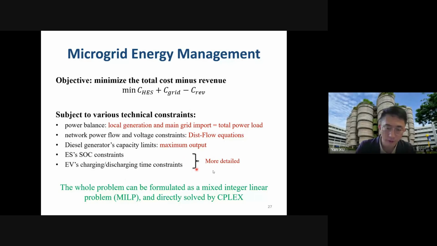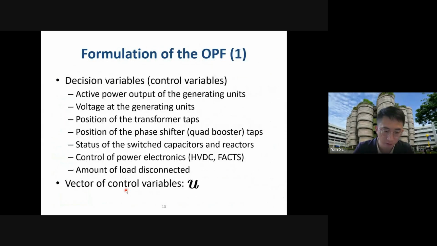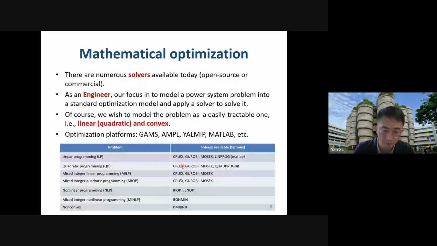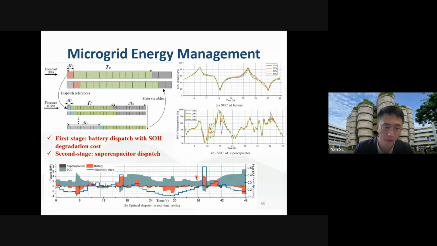And if we have electric vehicles, we can also consider their charging and discharging time. Okay, so the equations can be more detailed. You can refer to this paper to see more details. And then the whole problem in the end is formulated as a mixed integer linear programming, MILP, model. And this model can be directly solved by a lot of available solvers. So here you can see for mixed integer linear programming, we have at least 3 commercial solvers to do. So in our research, we use Gurobi to solve the whole model, and the model can be quickly solved.